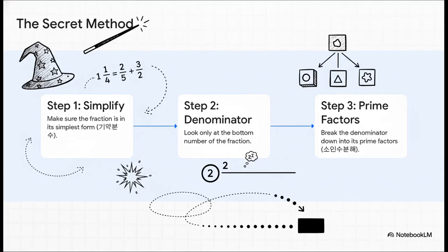Every good magic trick has steps, and ours has 3 really simple ones. Step 1. Simplify the fraction. Seriously, you have to do this first. It's the most important part, don't forget it. Step 2. Look only at the bottom number, the denominator. For this trick, the top number doesn't matter. And step 3. Break that bottom number down into its prime factors. Prime factors are just the basic building blocks of numbers, like 2, 3, 5, 7, and so on.